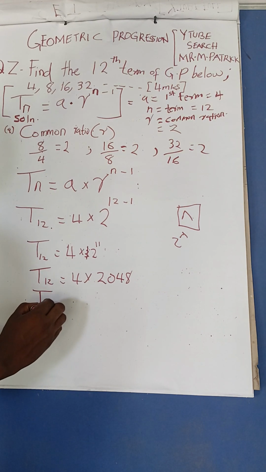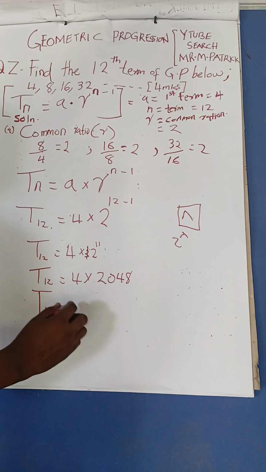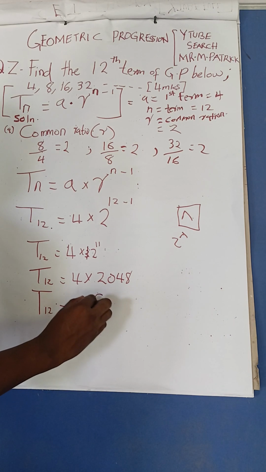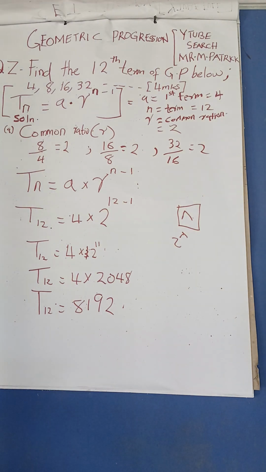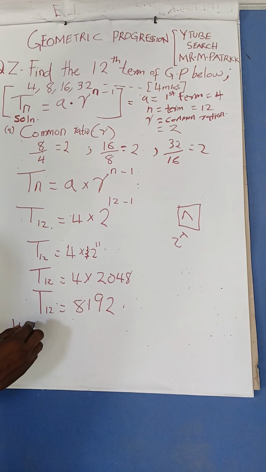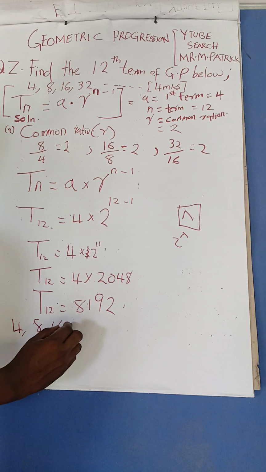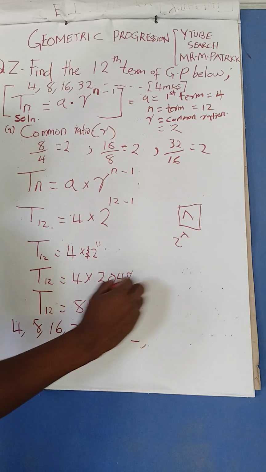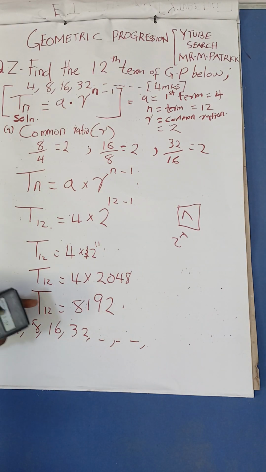Now I just multiply by 4. So the 12th term will be 4 times 2048, which is 8192. That is very simple that way. So if we write this sequence, 4, 8, 16, 32, as you proceed, the 12th term you will get is 8192.